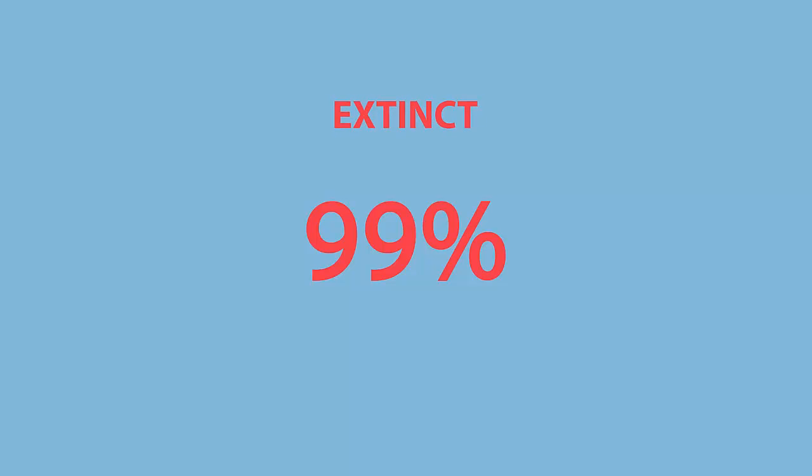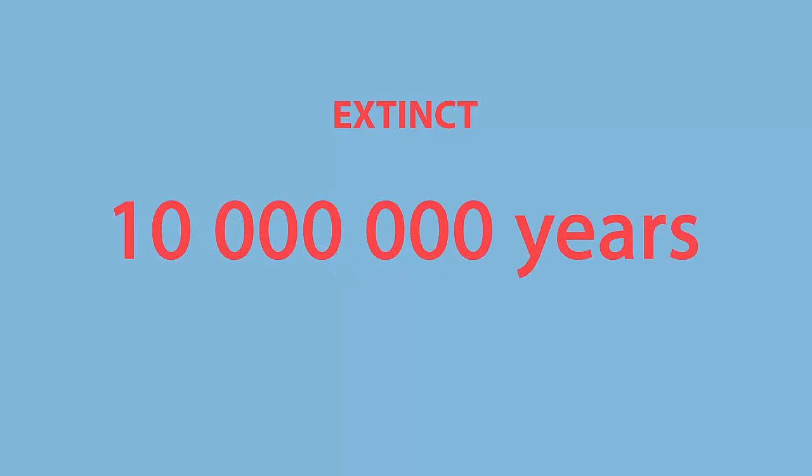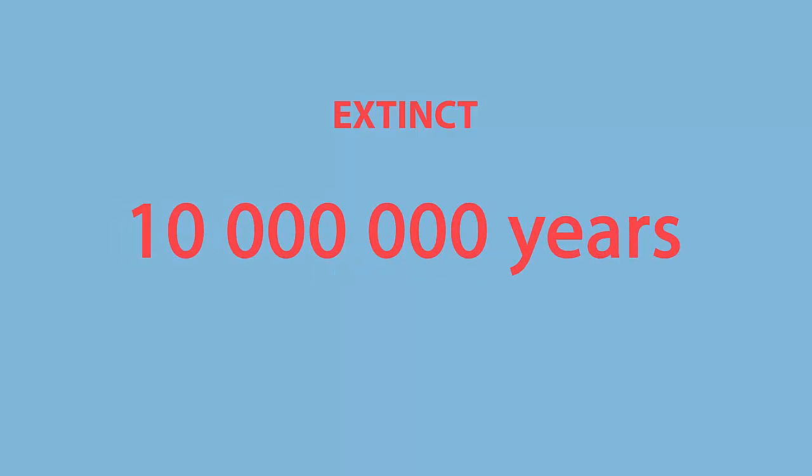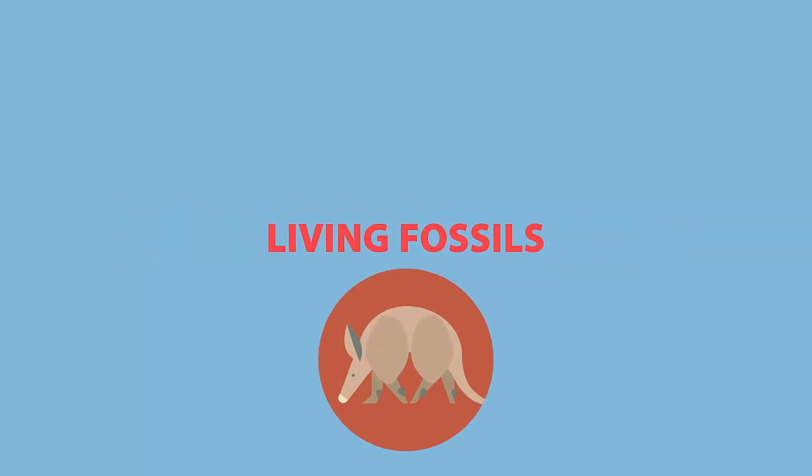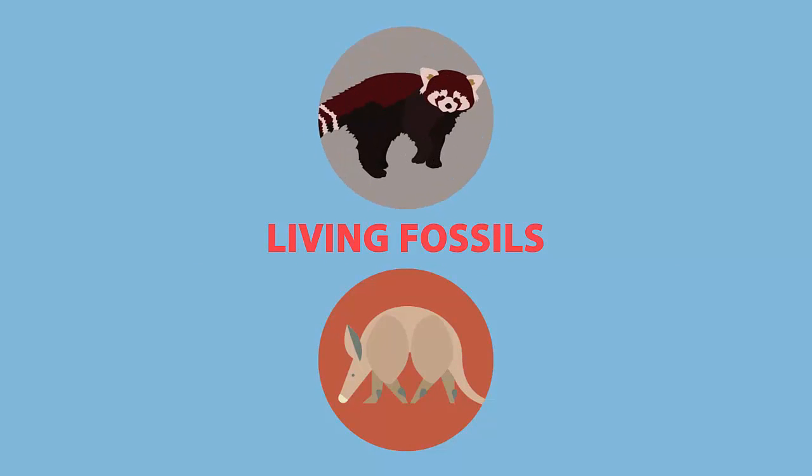It may surprise you to know that over 99% of all species that have ever lived are now extinct. Typically, most organisms become extinct within 10 million years of their first appearance, although some species have survived without much change for much longer than this. These long-surviving organisms are sometimes called living fossils. The African aardvark and the Himalayan red panda are two examples of such living fossils, as both have remained genetically unchanged for millions of years.